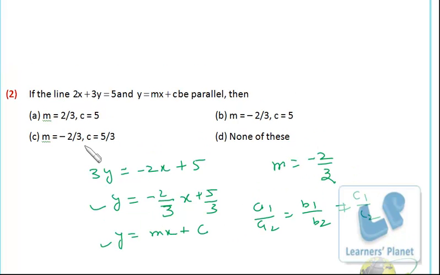But since there is no option left over here, m is equal to minus 2 by 3, then c should be 5 by 3. Okay, because we don't have any other option. Generally it doesn't happen, so you need to consider this as the correct one. In this case, the lines will not only be parallel but they will be coinciding. Okay, one line will lie on the other.